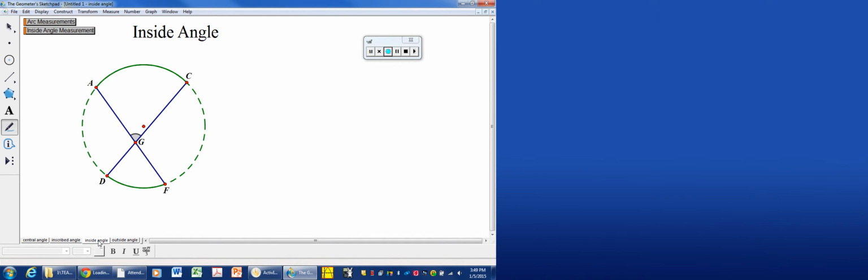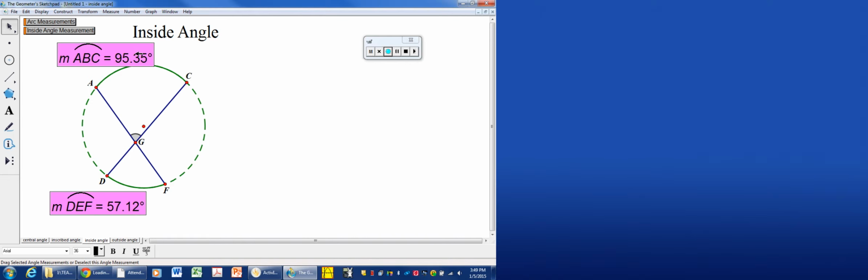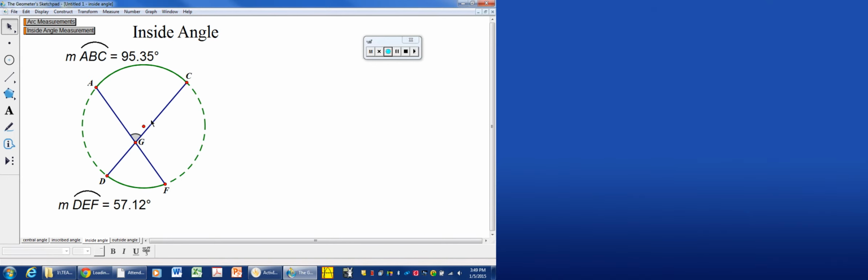So it turns out that there is a relationship between both of these angles. Okay, so inside angles. Here are the arc measurements we're talking about: 95.35 up here, 57.12, and your inside measurement is this. Notice it's in between. This angle is in between these two. Now the question is, how far in between?